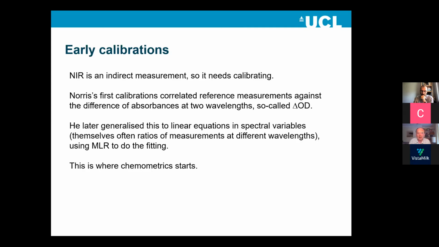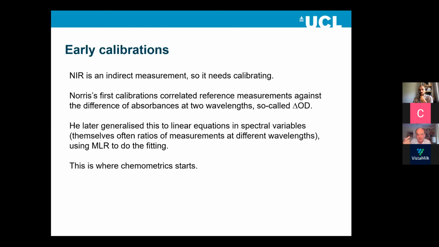I was certainly going to say something else there, but I can't. Oh, yes, I was going to make one other comment, which is we typically use log 1 over R for the spectral, the sort of bog standard spectral variable, which we call absorbance. It's not really log 1 over R, it's log reflectance of the standard over reflectance of the sample.